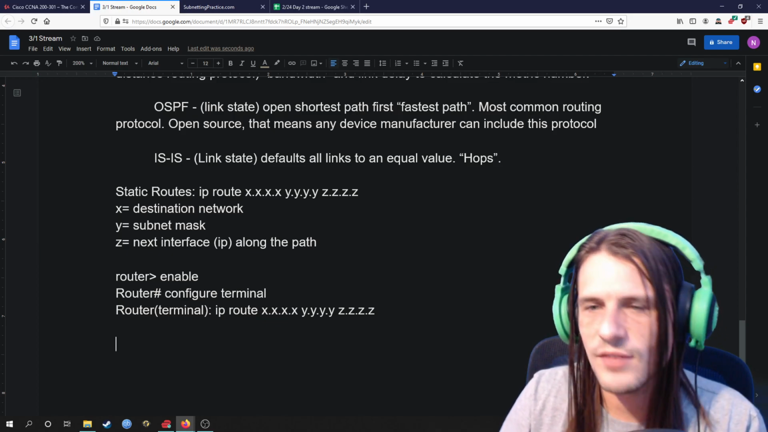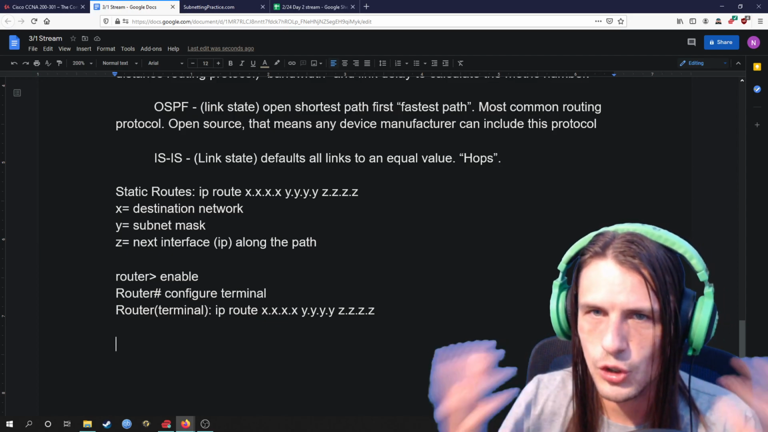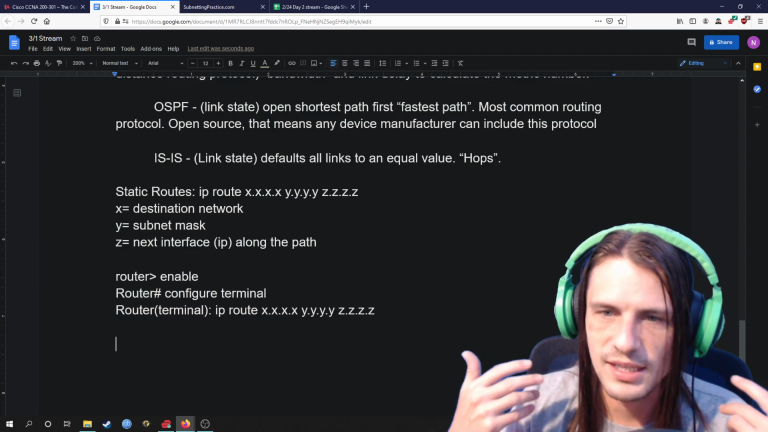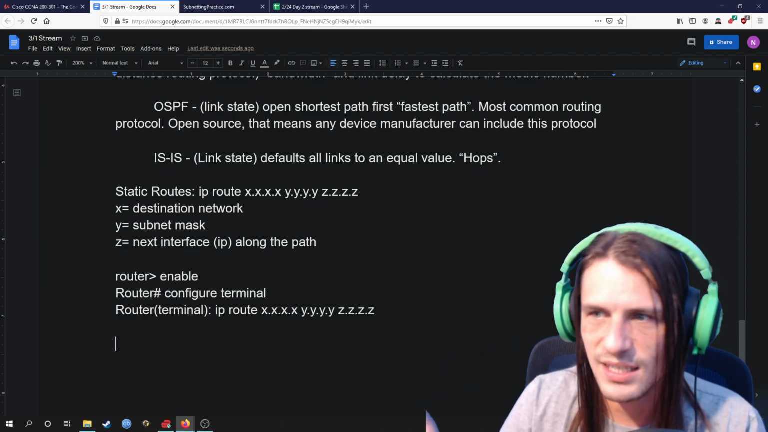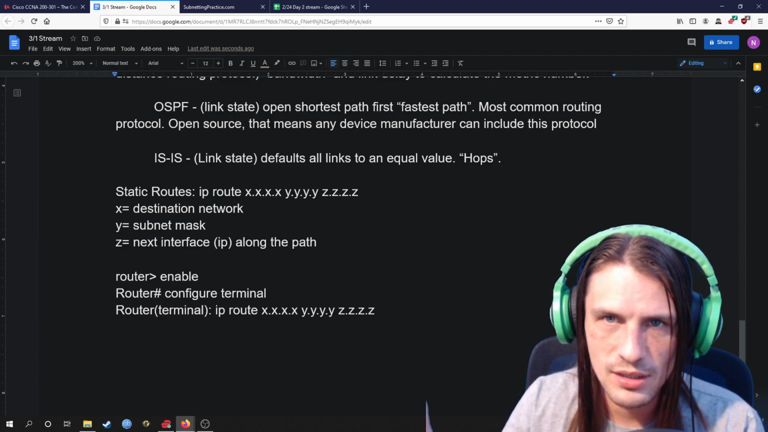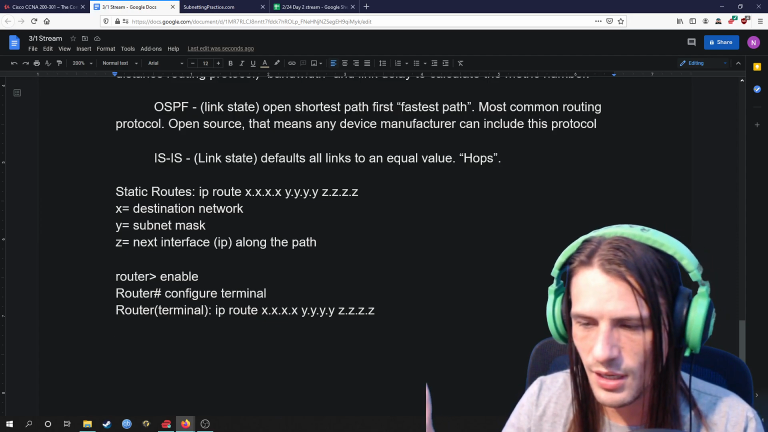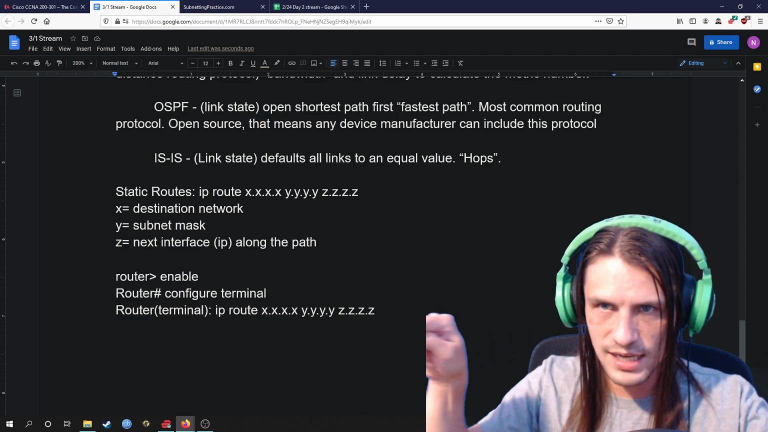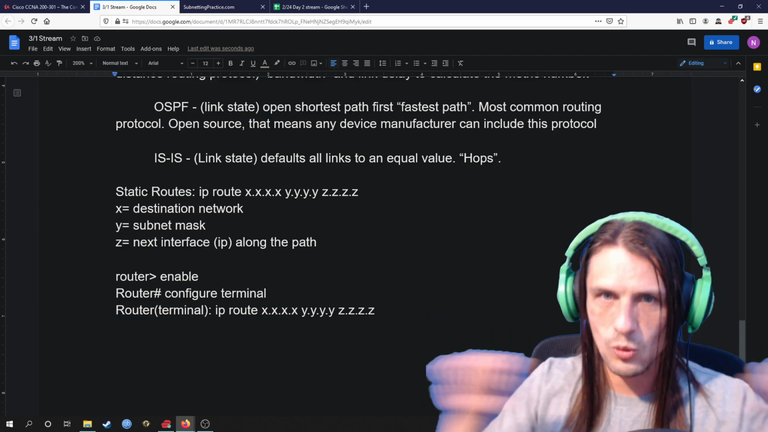So static routes obviously have a huge drawback: you, and when I say you, I mean the network person, has to configure them. And also if something goes down, if one device in the line of that static route goes down, that whole static route fails.